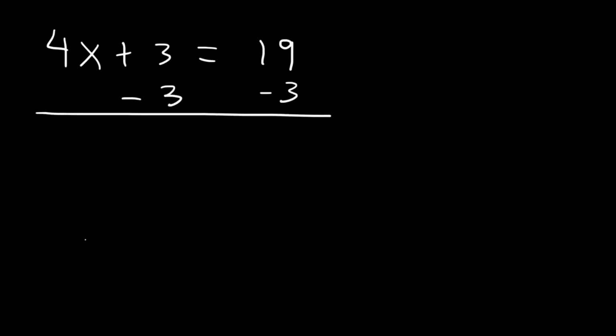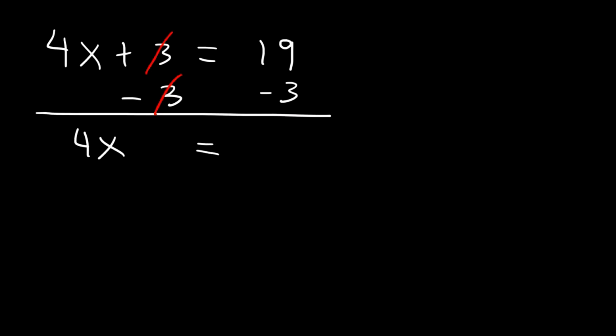Here's another example that you could try. 4x plus 3 is equal to 19. So based on the last example, take a moment and work on this problem. Feel free to pause the video. Now, just like before, we're going to start with subtraction. Let's subtract both sides by 3. Just get rid of the 3 on the left side. 3 and negative 3, they add up to 0.